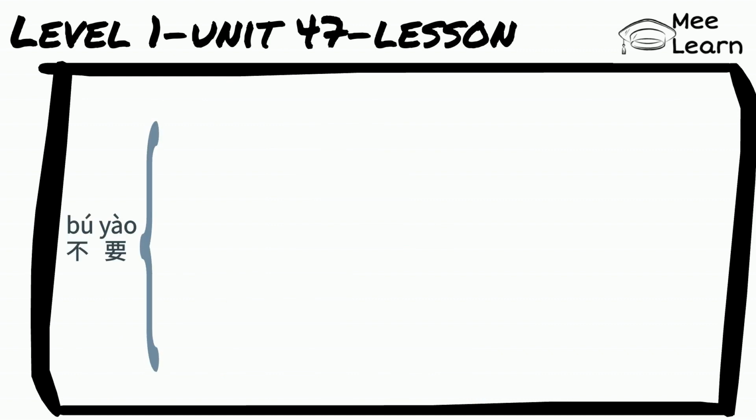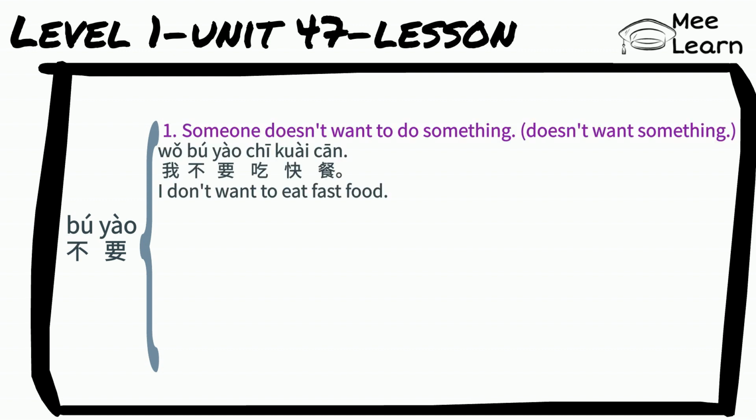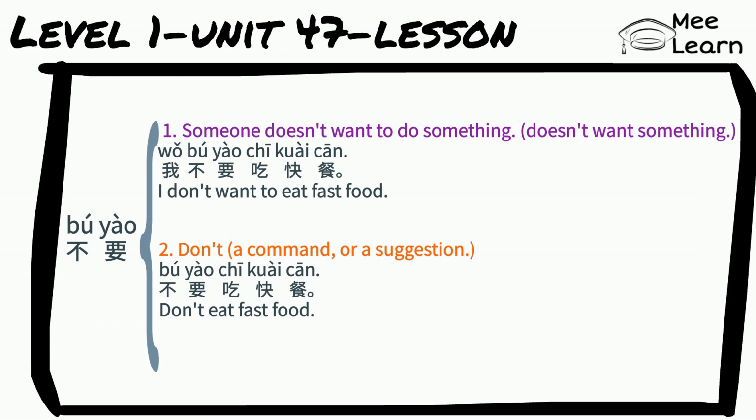Let's compare these two usages. When 不要 is used as the literal meaning, it means someone doesn't want to do something or someone doesn't want something. For example, 我不要吃快餐 I don't want to eat fast food. And when 不要 is used in front of a sentence, it is a command or a suggestion. For example, 不要吃快餐 Don't eat fast food.